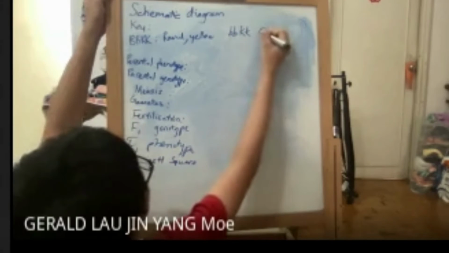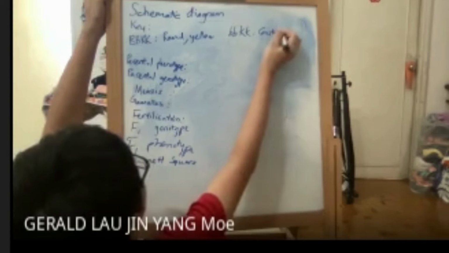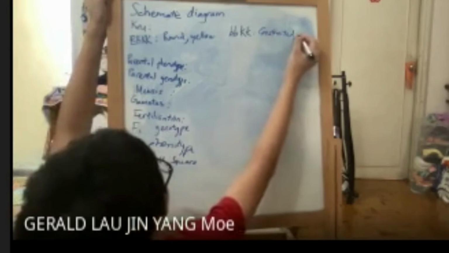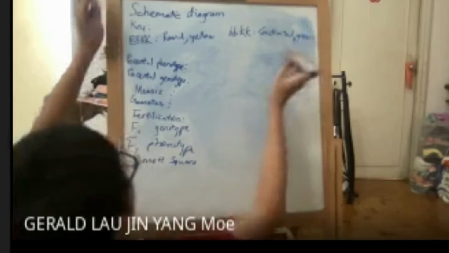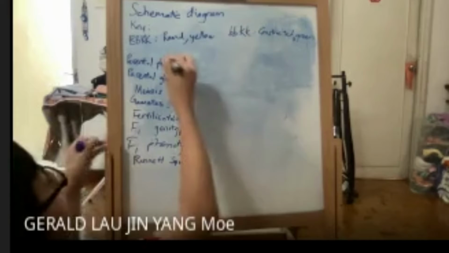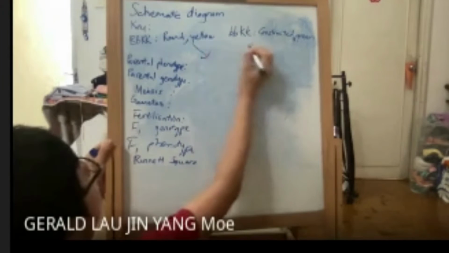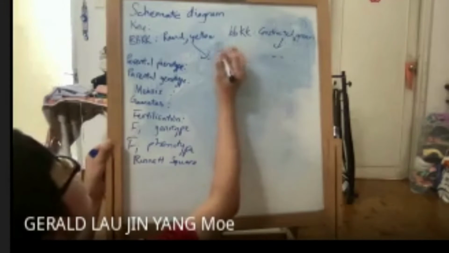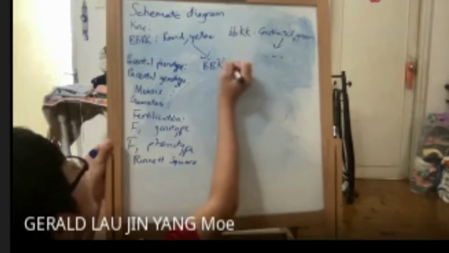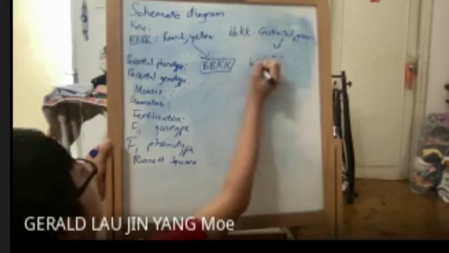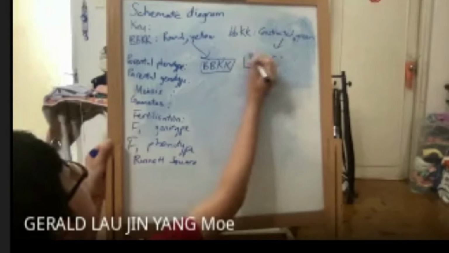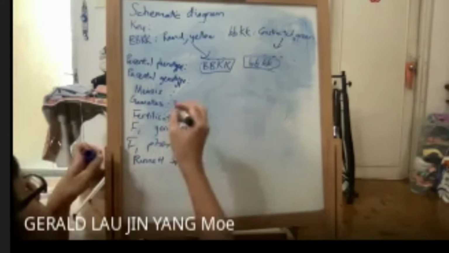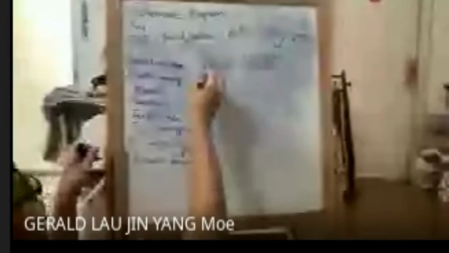BBKK. Constricted, green. Okay. Now, parental phenotype. Okay, we just copy here. Copy here only. Okay. I was too lazy to write it already. Okay, BBKK. A, B, B, K, K. Okay. Now, parental, okay, this is parental genotype.